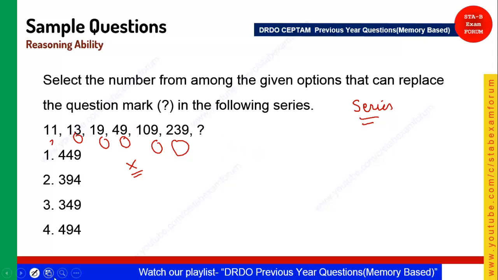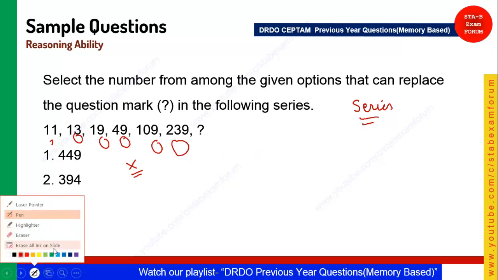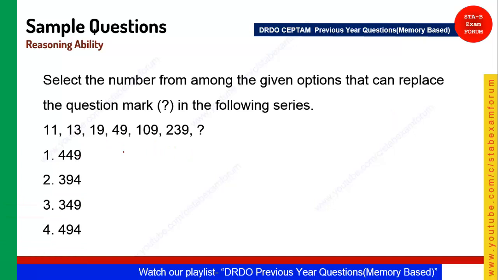So let me clear the screen first. Okay, as you can see, the difference between 13 and 11 is what? 2, and 13 and 16, the difference is 6. Similarly, with the next we get 30, with the next we get how much? 60, and after that we get what? 130, right? Okay, so this is the first level.